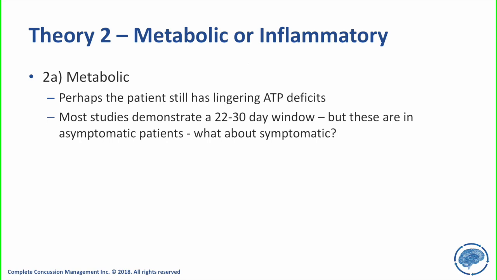Theory 2, metabolic or inflammatory. We talked about that ATP deficit. Well, maybe in some patients that ATP deficit lingers beyond that 22 to 30 days, and maybe that's why they have symptoms. So far, the evidence on this hasn't really shown that. It's been a little bit mixed, but for the most part, people with persistent symptoms have metabolic levels back up to normal. In certain cases, however, such as people who never took any time off work and have high-stress jobs, their metabolic levels may remain low. So it really depends on the patient you have how you're going to approach this particular issue.